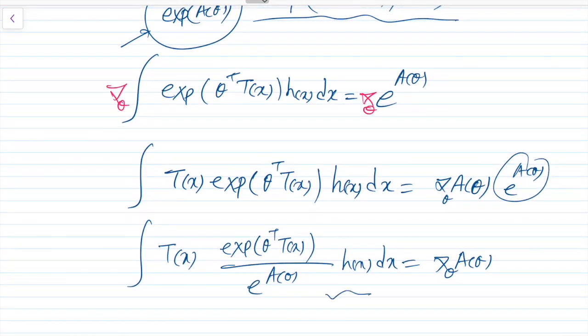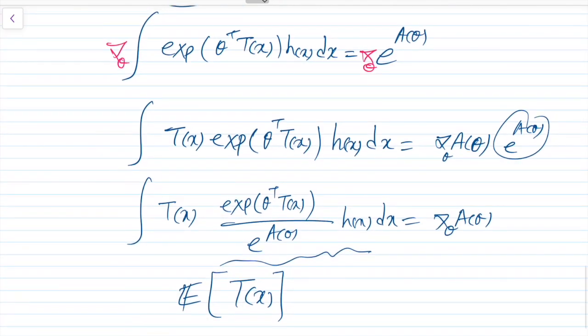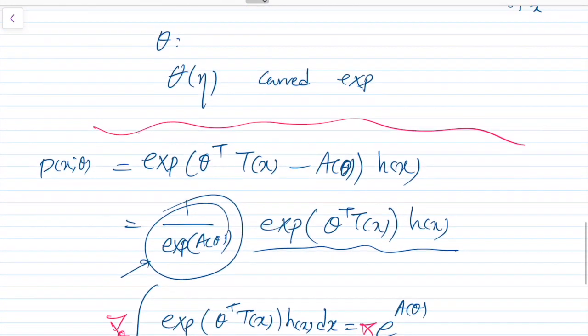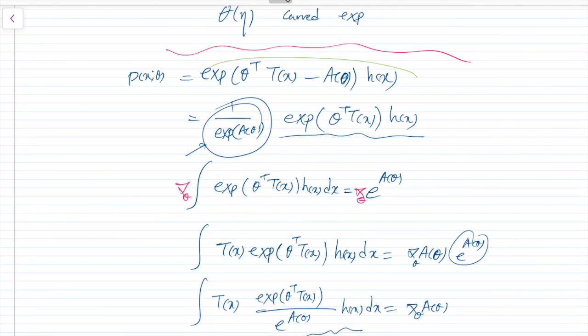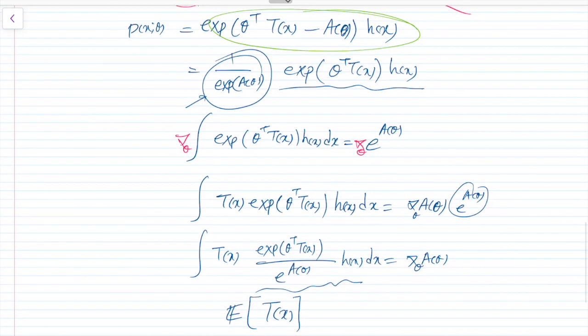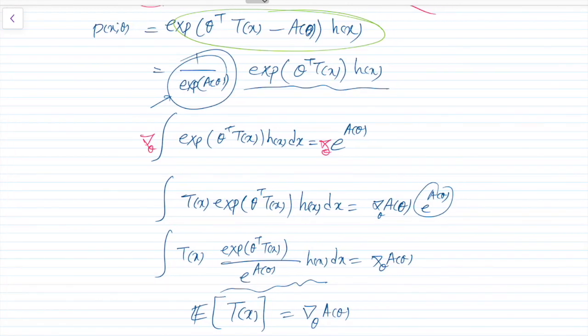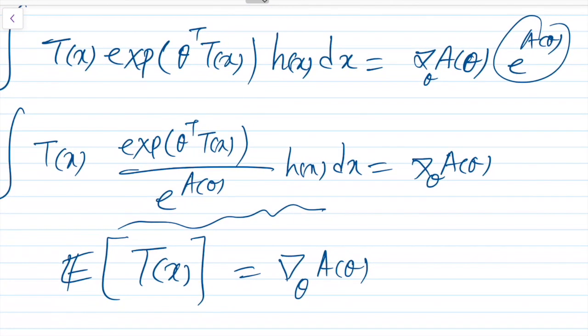What is this? The expectation of T(x) under the exponential family distribution. Exactly. This is basically your p, the one that you had here, right? You get this. So it's an expectation. So the cool property is that if you take the gradient of A with respect to theta, you get the expectation of the sufficient statistic T(x).